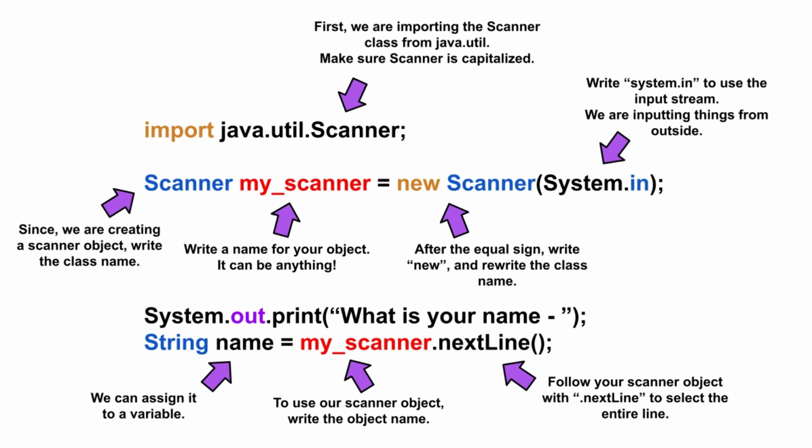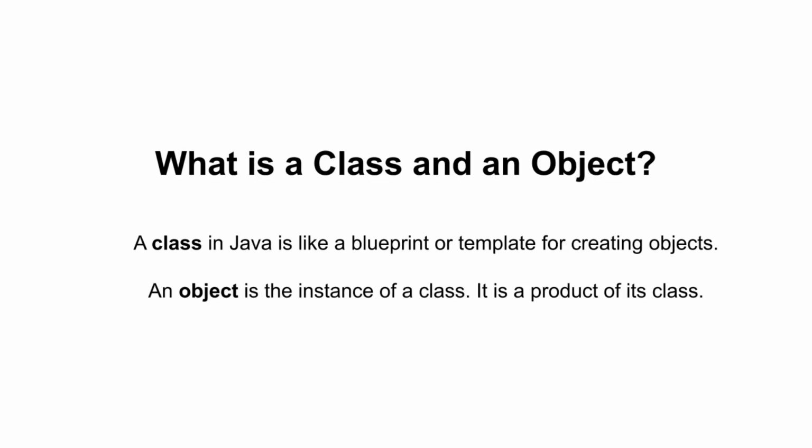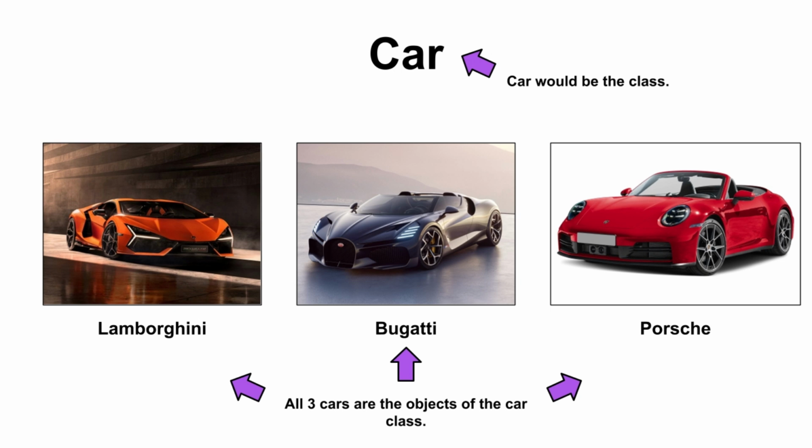In our program, we must create a scanner object made from the scanner class. But before we dive in, we need to know what a class and an object is. A class in Java is like a blueprint or template for creating objects. An object is the instance of a class. It is a product of its class. Let's use a very easy example. Imagine we are in a car dealership and we have many cars. Here, the vehicle car would be the class because it is the blueprint for many car objects. But independent car models like Lamborghini, Bugatti, and Porsche would all be the object of the car class because they are derived from it. That is class and object in a nutshell.